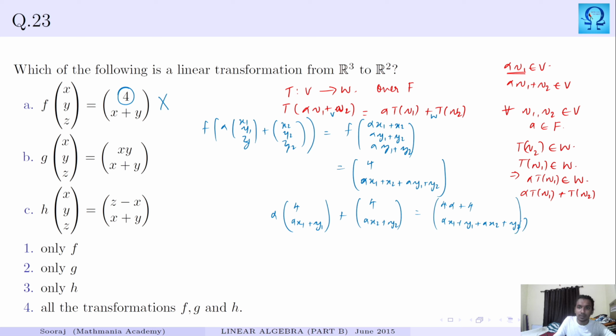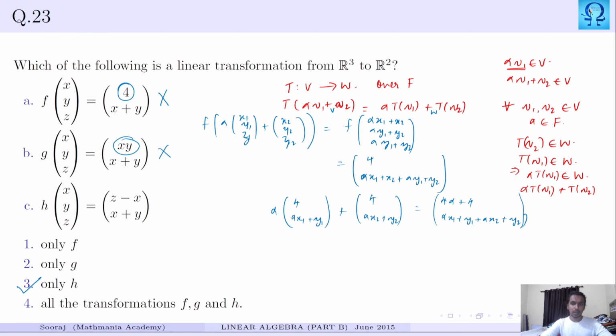Sorry, alpha is equal to 0. But that is not the case. This alpha can be any entry from the set of real numbers. Hence, it is not a linear transformation. In a similar way, you can very well check, because of this nonlinear term present in G, this is also not a linear transformation. Here you can check this is a linear transformation. Hence, only H is a linear transformation. Moving to the next question.